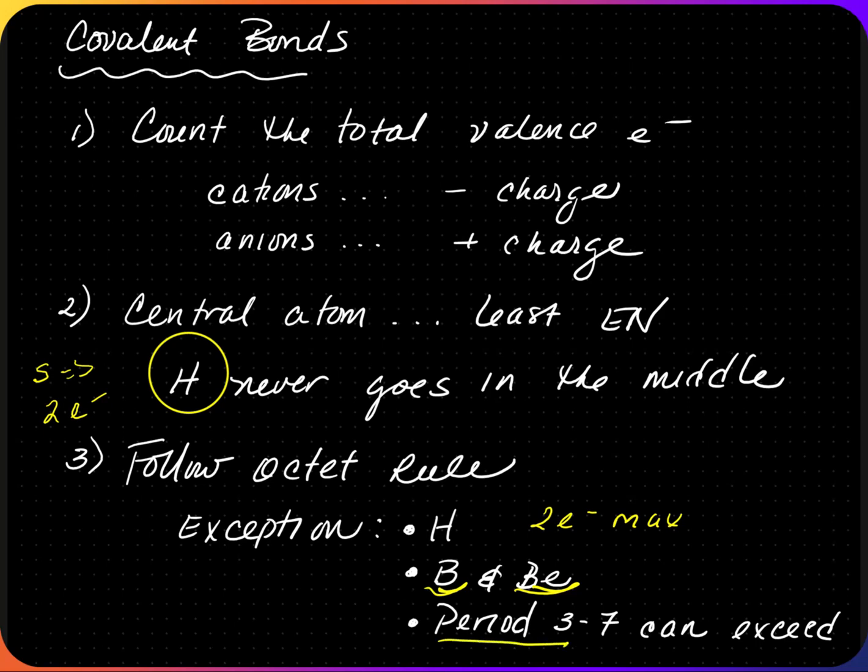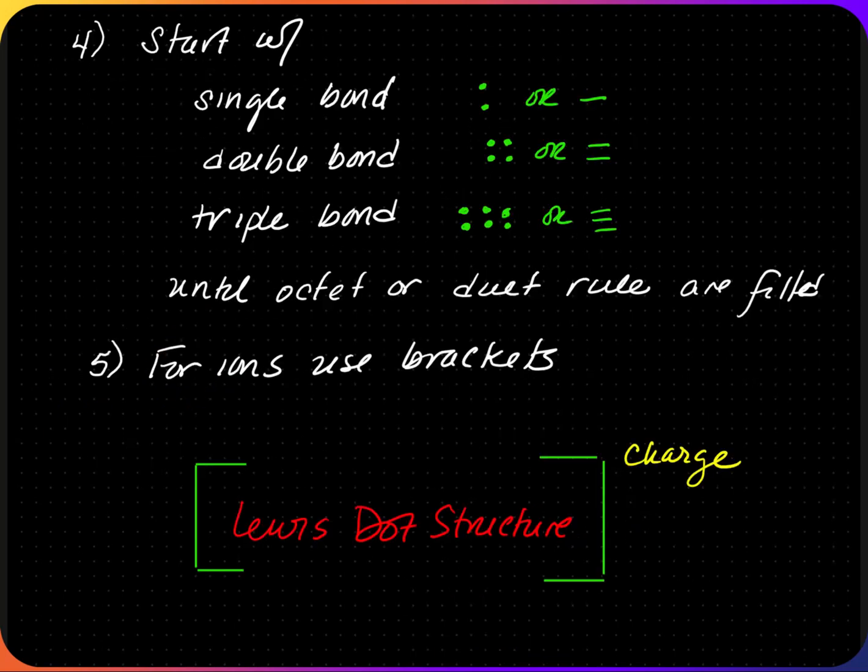Periods 3 through 7 can exceed the octet, so they can have 8 or more. And the reason they can have more is because they have empty d orbitals where the extra electrons can be placed. Step 4, you're going to start with a single bond.